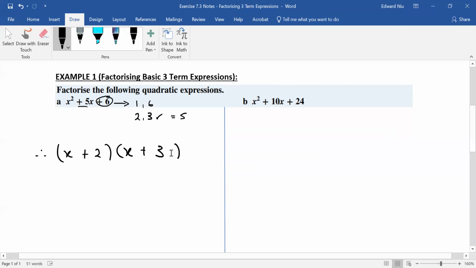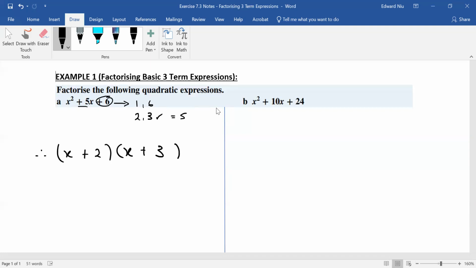It doesn't matter in which order they're in. It could be positive 3 in the first bracket or positive 3 in the second. The reason why we chose positive 2 and positive 3 is because 2 and 3 add up to 5, which is the b value, the value right next to the x to the power of 1. Let's see if we understood what we did in example 1a and example 1b.